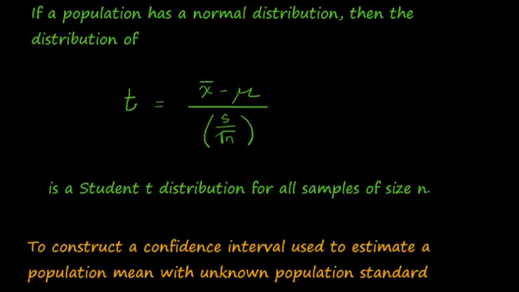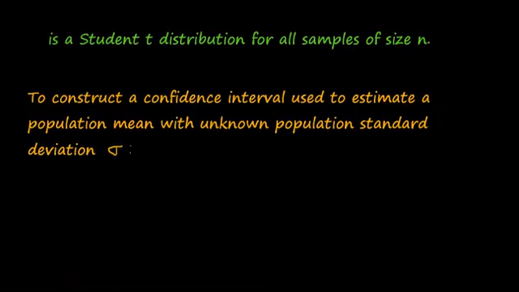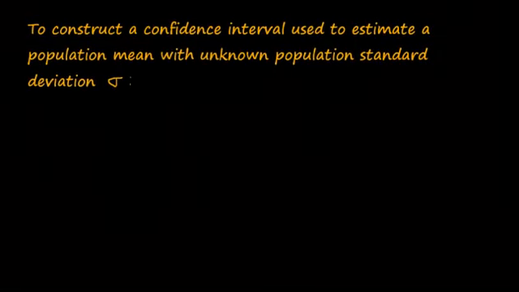We'll get to that, but we want to see how we would, in summary, then construct a confidence interval to estimate a population mean when we do not know the population standard deviation. So first we'll look at our notation.